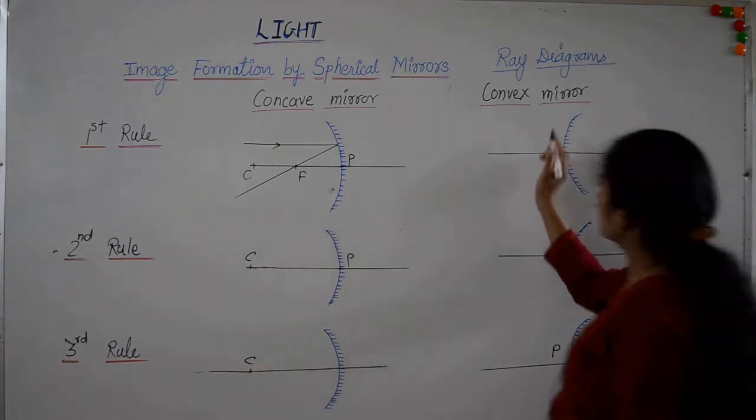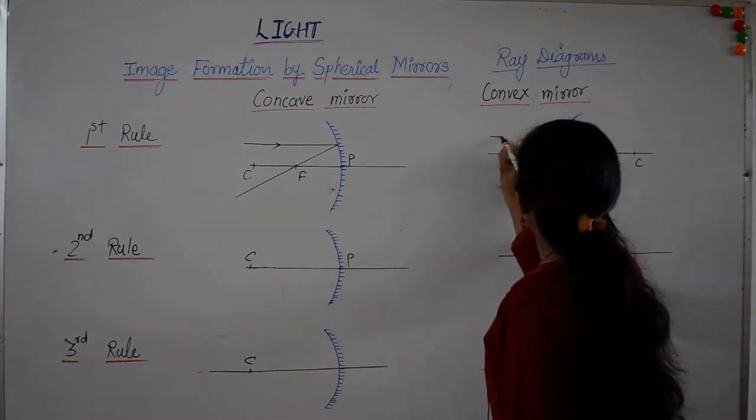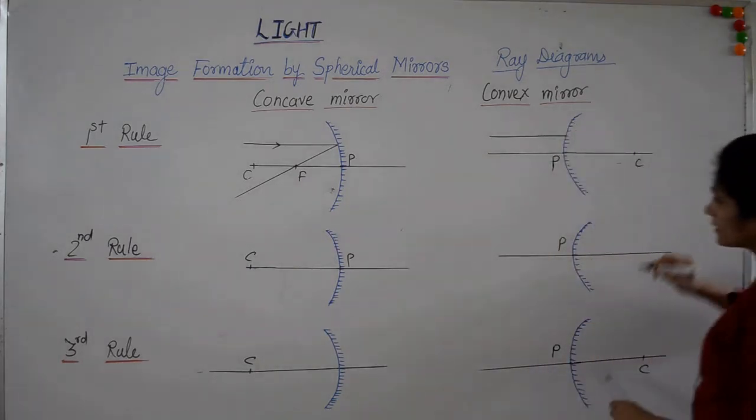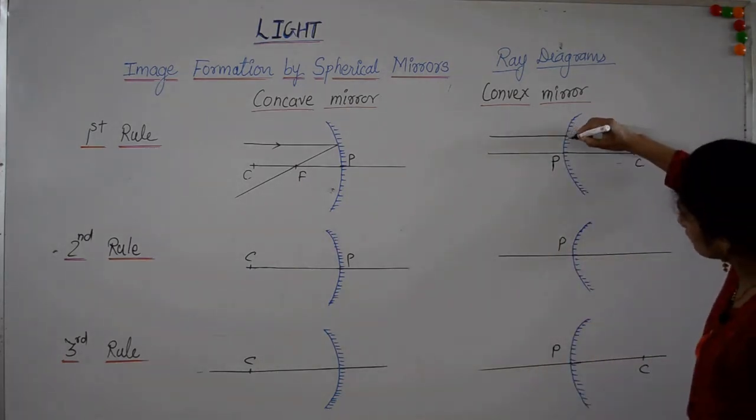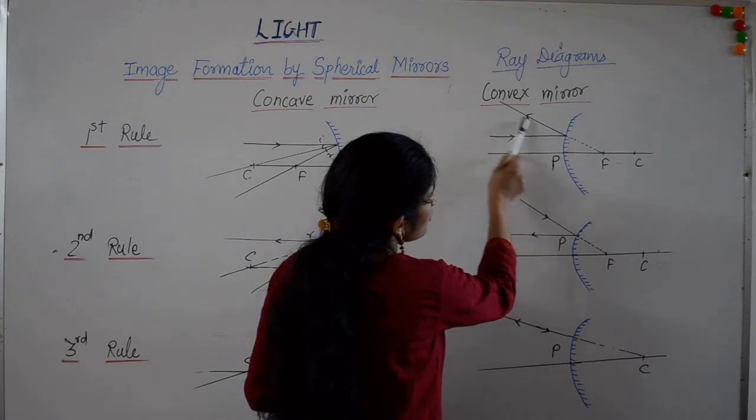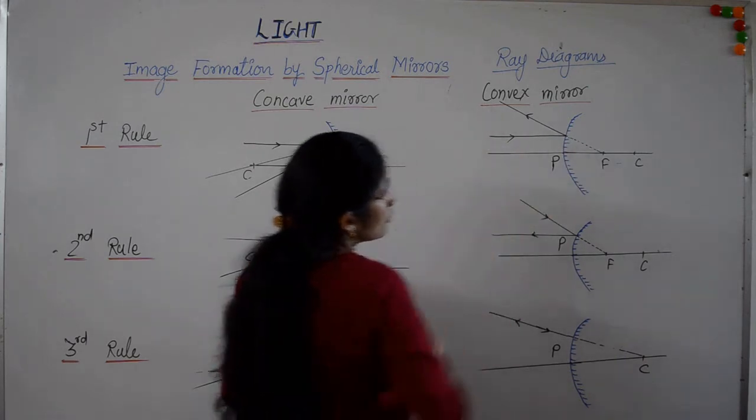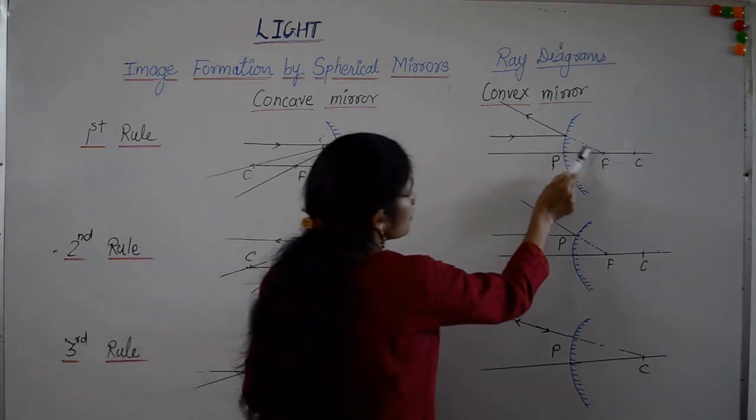In case of a convex mirror, if the incident ray is parallel to the principal axis, then after reflection it appears to pass through the focus. It appears to diverge from this point F.